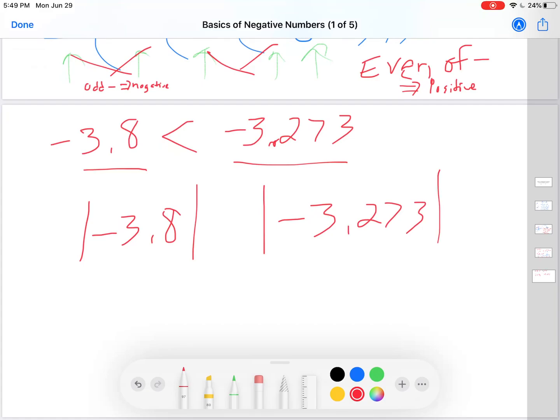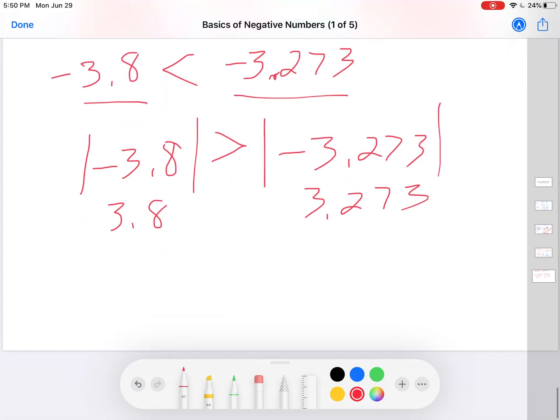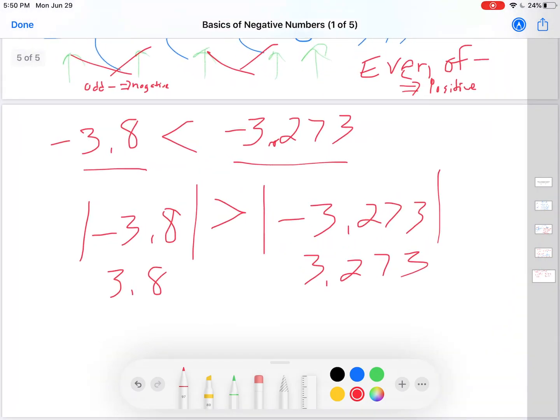Let's try the absolute value of negative 3.8 compared with the absolute value of negative 3.273. Now remember, we only care about the size when we're talking about absolute value. This is worth 3.8. This is 3.273. So in this case, this is greater than.